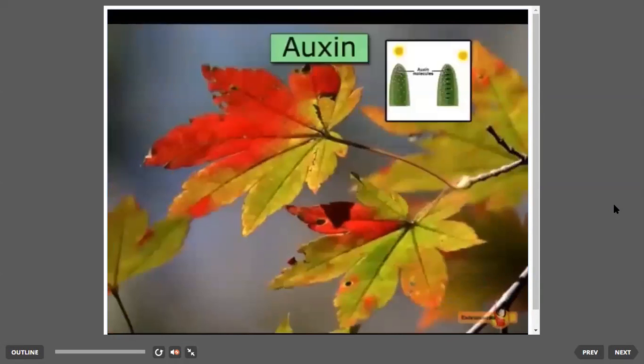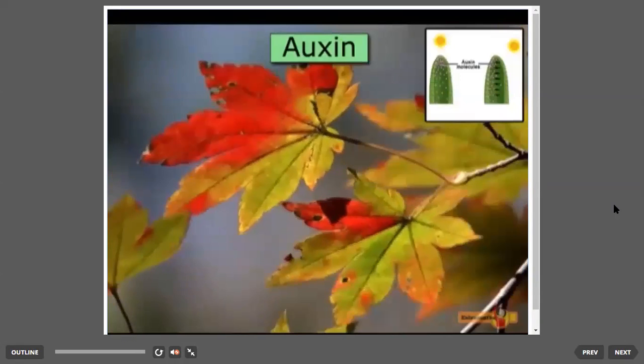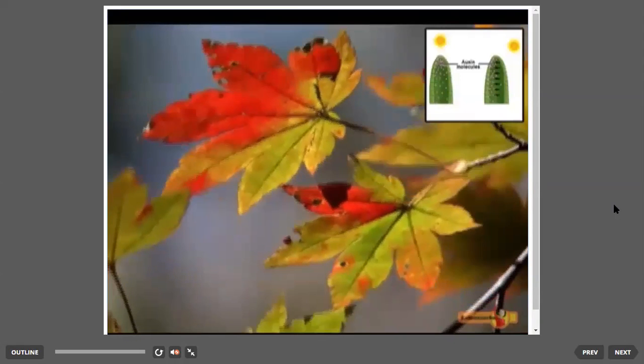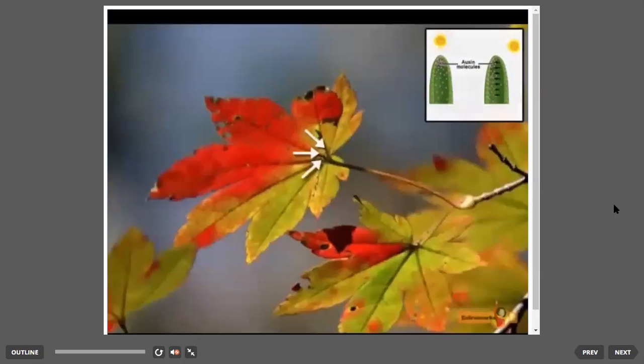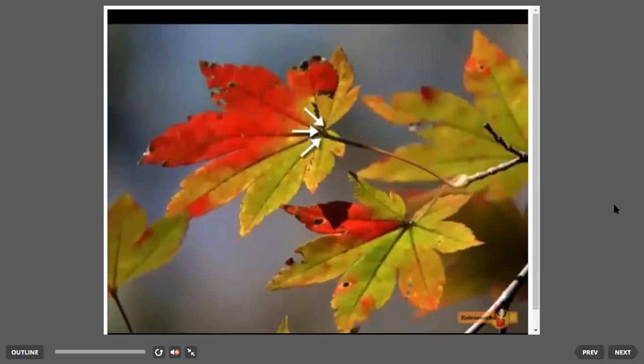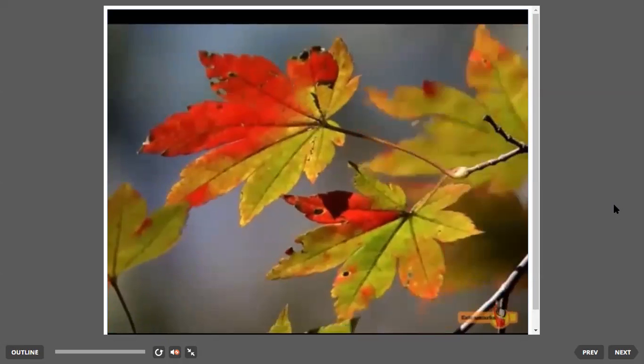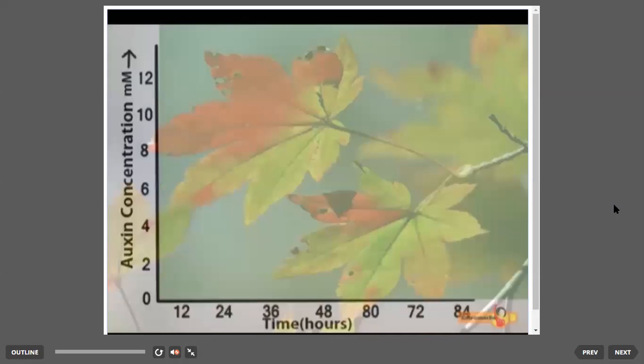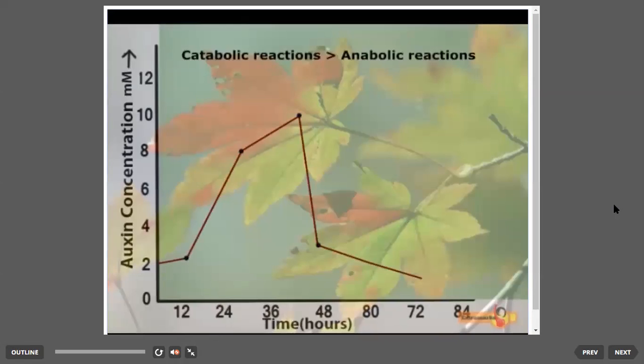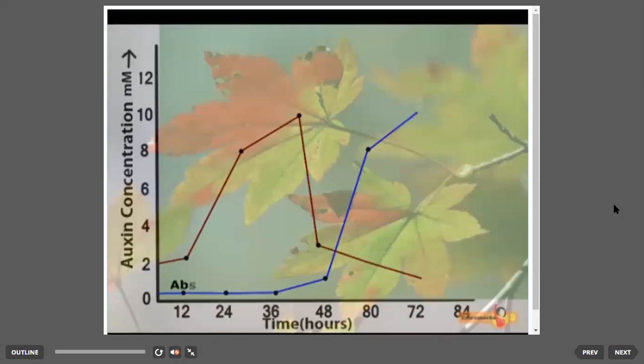Auxin influences the development of the abscission layer. In a young leaf, auxin is produced in relatively high concentrations and is steadily transported out of a leaf through the petiole. As long as the auxin level remains high in the plant, both senescence and abscission are delayed. With a decrease in the auxin level, the catabolic reactions begin to outnumber the anabolic processes. With the increase in the catabolic reactions in plants, the level of abscisic acid rises.